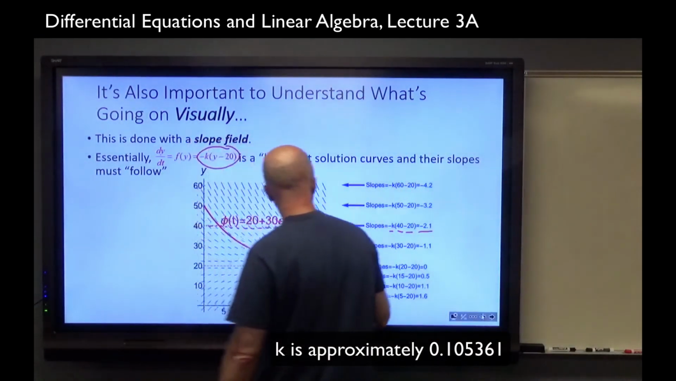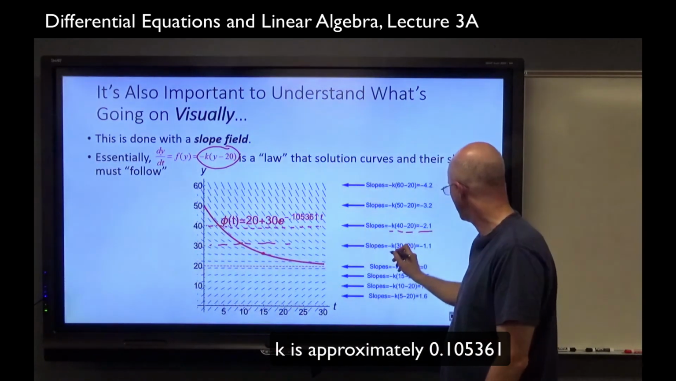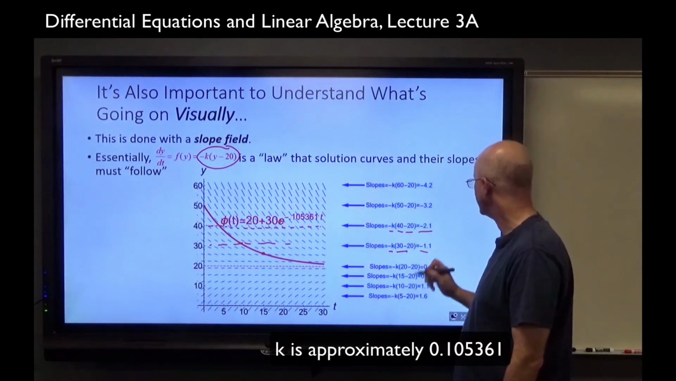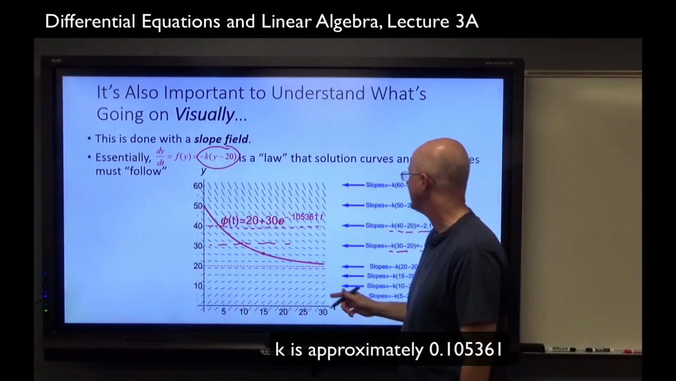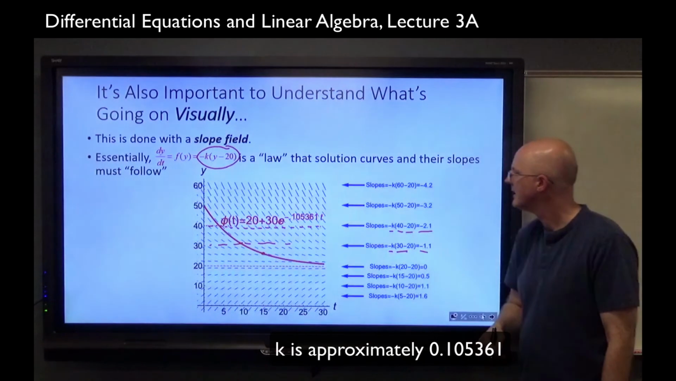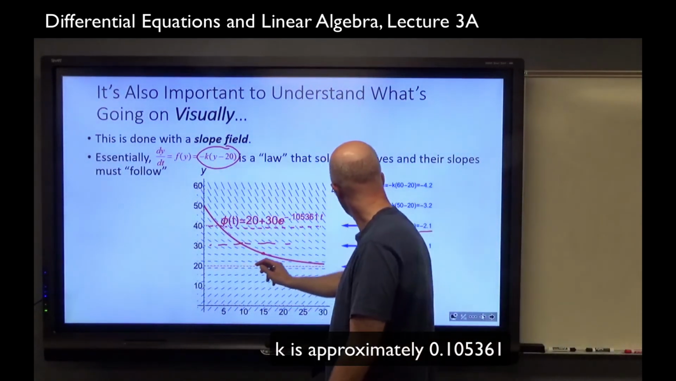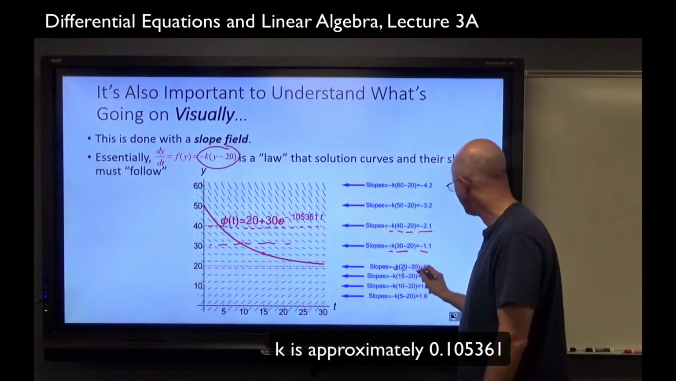If you plug in some other value y along some other horizontal line, like at y equals 30, you get slopes negative k times 30 minus 20, which is about negative 1.1, you can check. And so these line segments here have slope close to negative 1. But at y equals 20, the slopes are negative k times 20 minus 20, or 0.